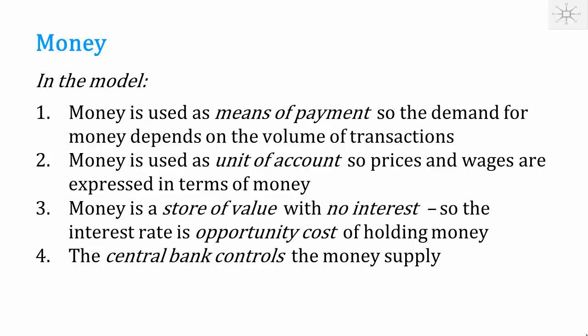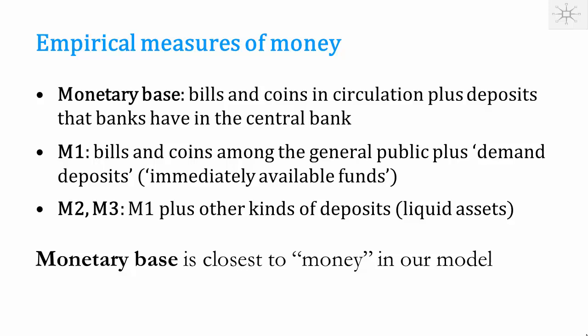And finally, we also assume in the model, and this is quite important, that the central bank controls the money supply. So those are the four key assumptions we make about money. When you go to the real world, it's complicated. Of course, there are many assets, and you could discuss whether they should count as money or not. A kind of narrow definition of money is the monetary base, and that includes bills and coins in circulation, plus the deposits that banks have with the central bank.